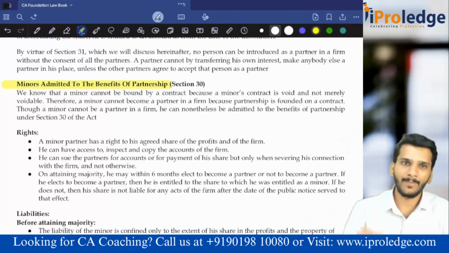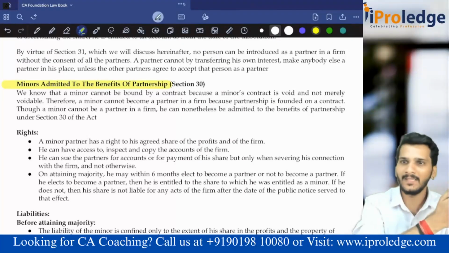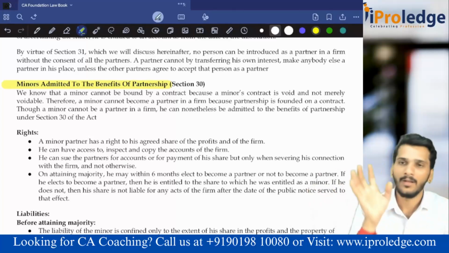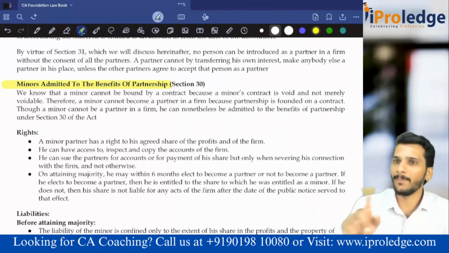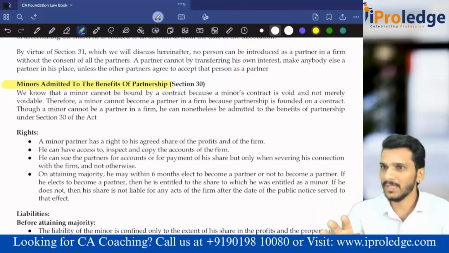But if he replies within 6 months that I don't want to become the partner, then he has no liability, because when he was a minor, that liability is not going to take. And for this 6 months, whatever liability has happened, he is also not liable. But the main concern here is that the moment he elects to become the partner, or elects not to become the partner, a public notice has to be given. If the public notice is not given, then he will be held liable for whatever activity has happened.